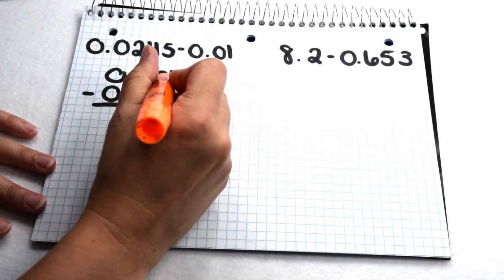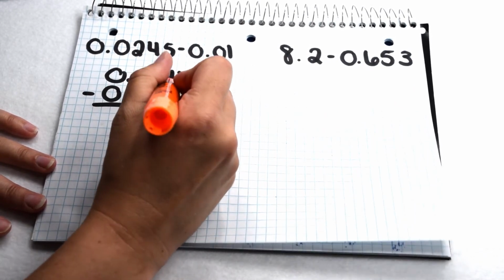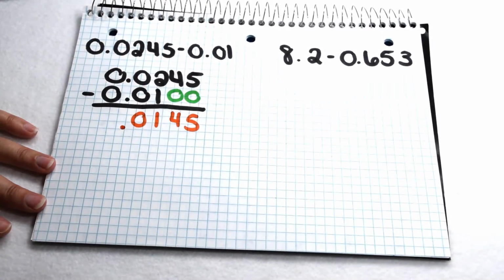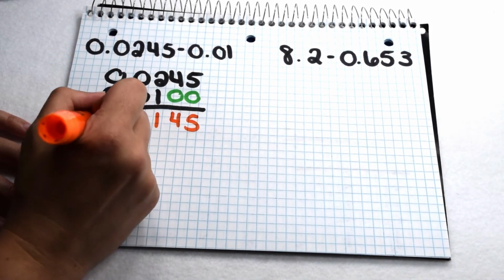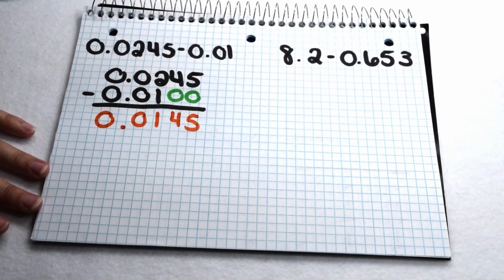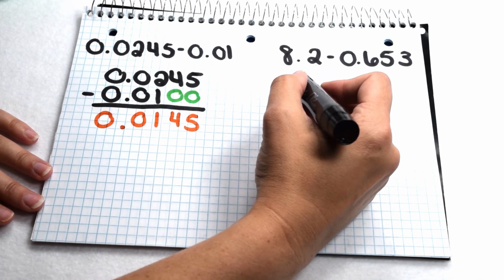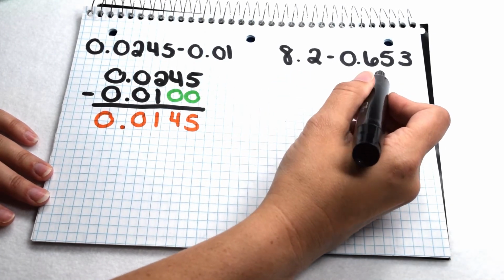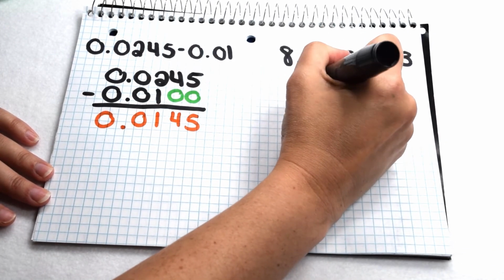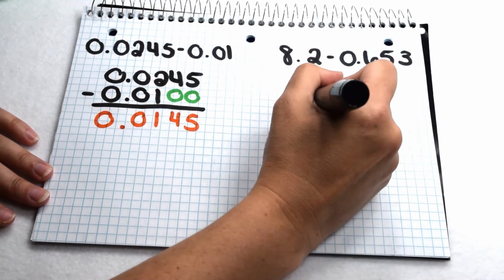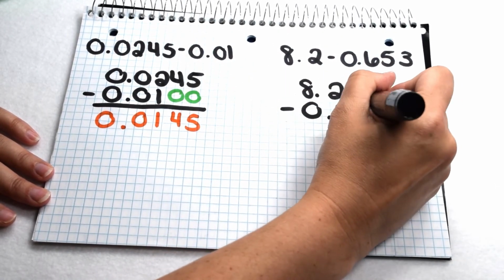5 minus 0 is 5, 4 minus 0 is 4, 2 minus 1 is 1, 0 minus 0 is 0, my decimal stays in the same spot, and then 0 minus 0 is 0, leaving me with 145 10,000ths. Over here, we can see we have 8 and 2 tenths minus 653 thousandths. Again, when we go to subtract, the most important thing is making sure we line up our place values. So 8 and 2 tenths minus 653 thousandths.